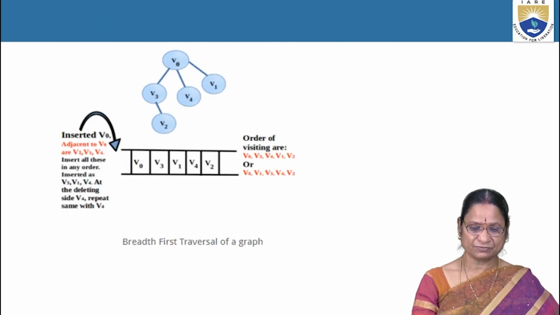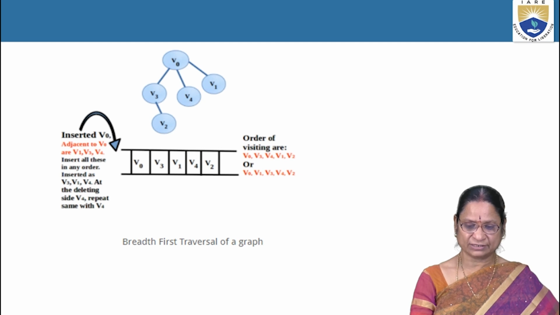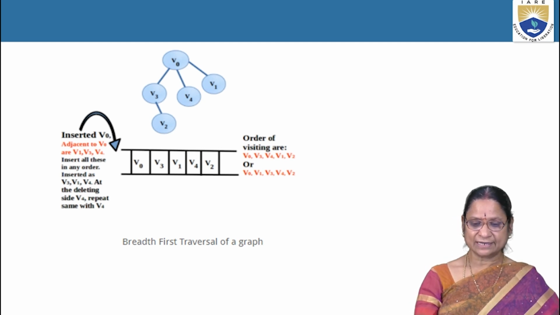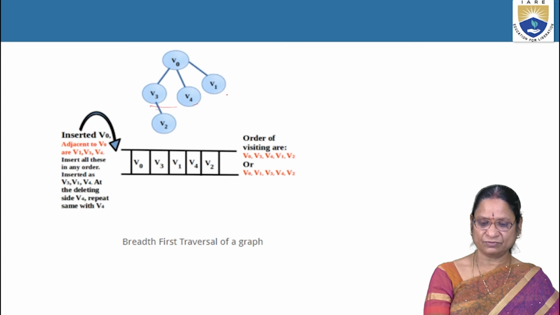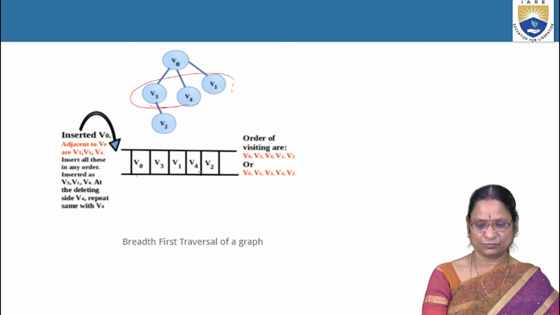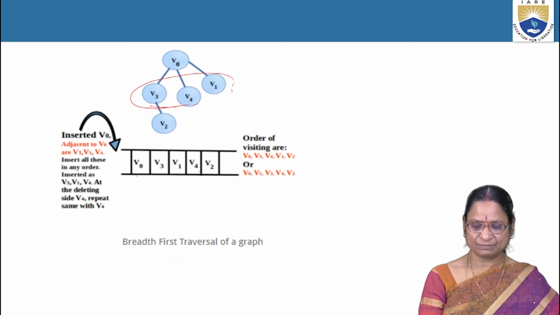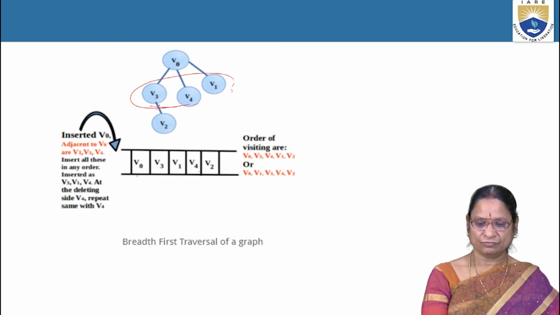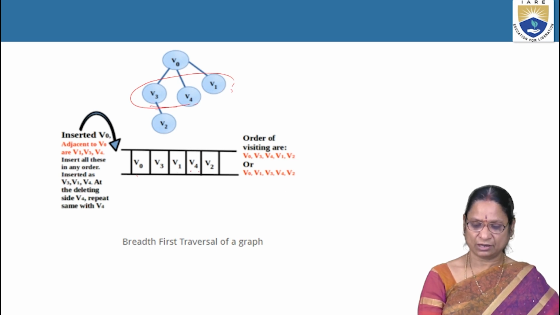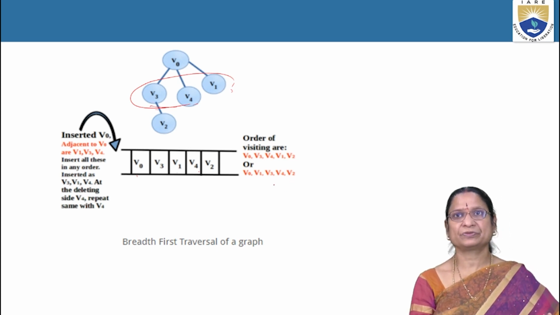If you observe the previous example, for example V0, V3, V1, V1, V2. For V0 inserted, V3, V1, V4 are its adjacent. Then V2 is adjacent of V3. So the order of visiting nodes can be V0, V3, V1, V4, or V0, V1, V4, V3, V2, or anything can be considered.